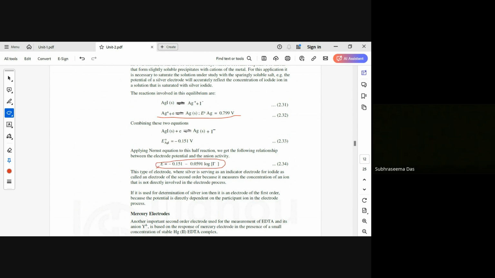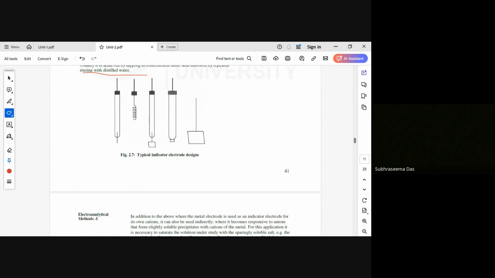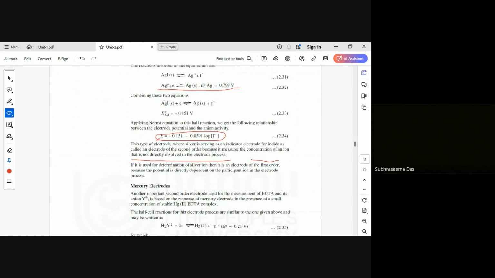This type of electrode, where silver serves as an indicator electrode, is called an electrode of the second order because it measures the concentration of an ion that is not directly involved in the electrode process. When used for the determination of silver ion, it is a first order electrode, because in that case the potential is directly dependent on the participant ion. Had it measured the potential of silver directly, it would have been called a first order electrode. So in this case, the AgI electrode is called a second order electrode.